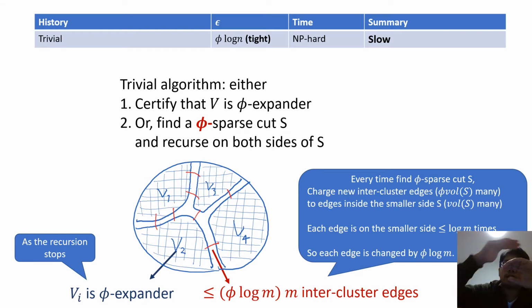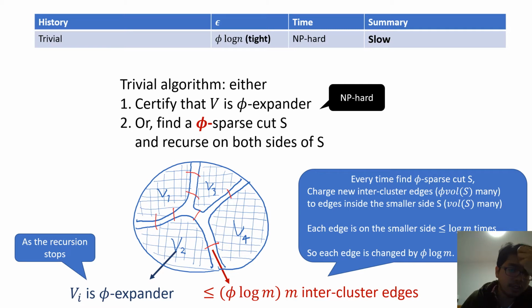So you charge these new edges to the edges inside the smaller side of the cut, which are volume as many. So the edges that you charge are a phi fraction of the edges inside. Now an edge can be on the smaller side at most log n times. So each edge is charged at most phi log m, and in total there can be phi log m times m intercluster edges.